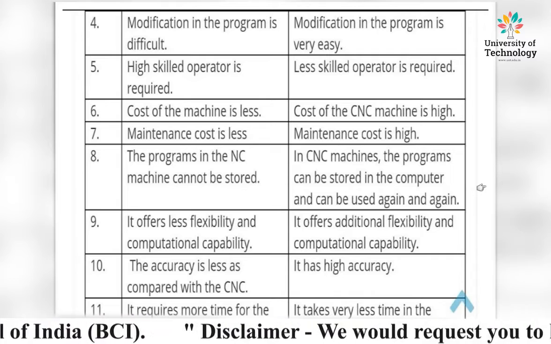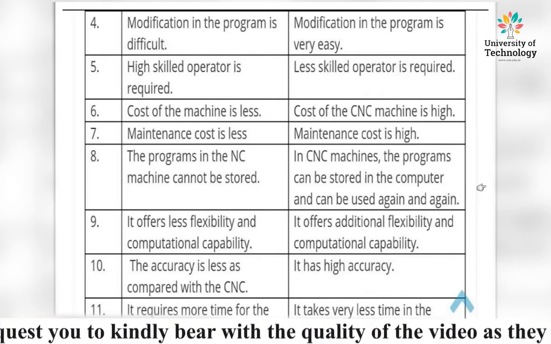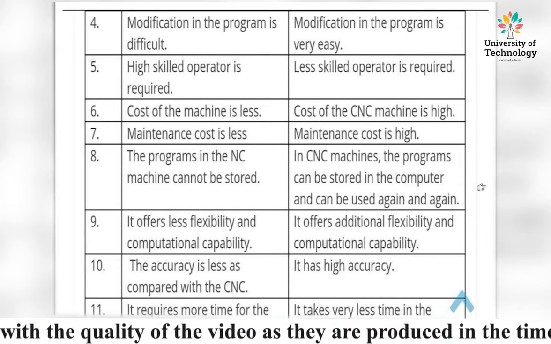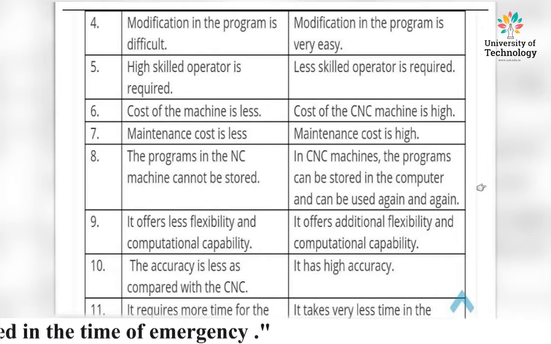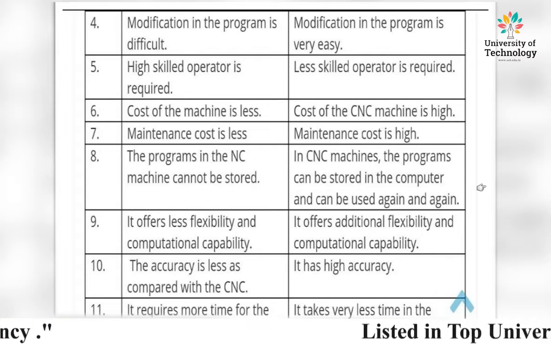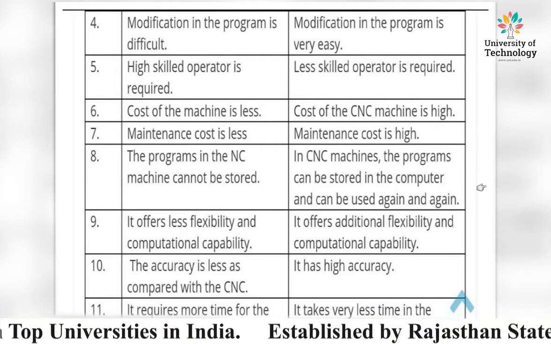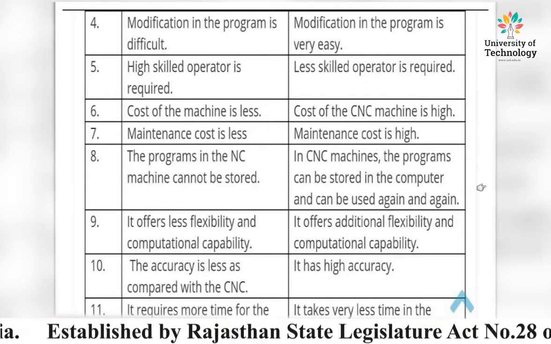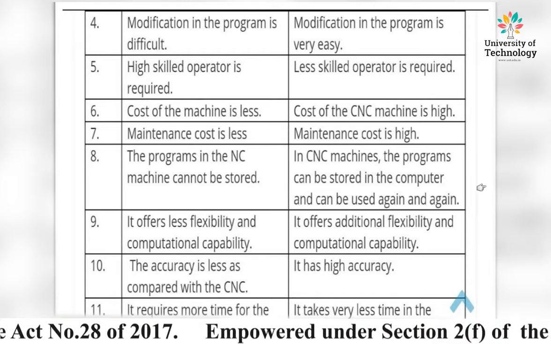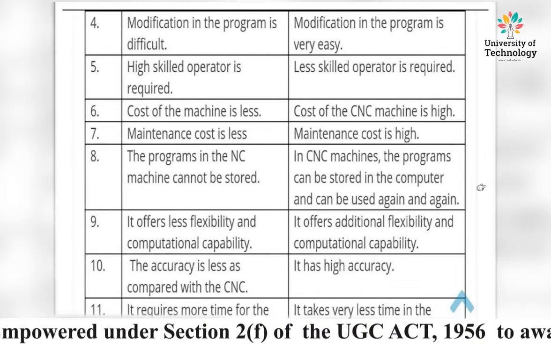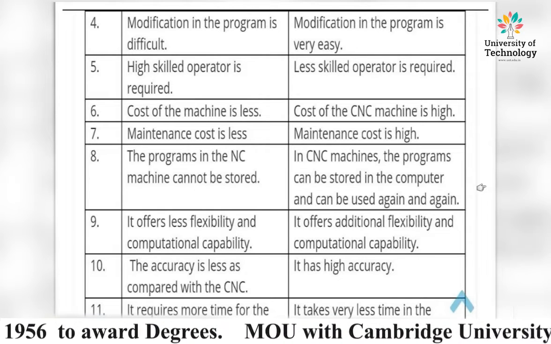The fourth difference between NC and CNC: in NC, modification of the program is difficult, while in CNC, modification of the program is very easy with the help of a computer. The fifth difference: a highly skilled operator is required for NC machine operations, while a less skilled operator is required to operate CNC machines.